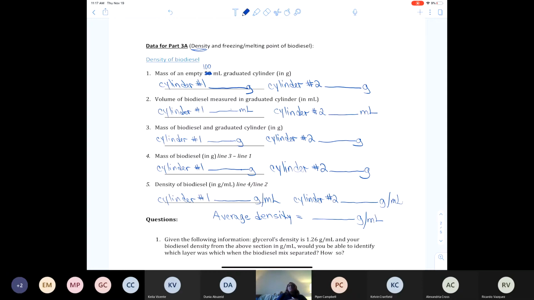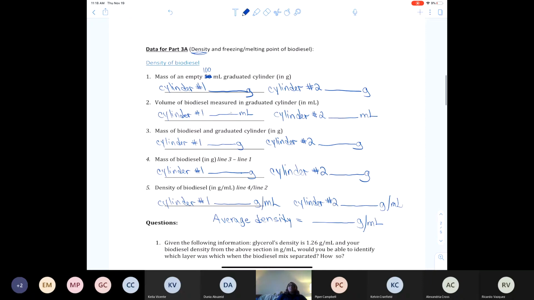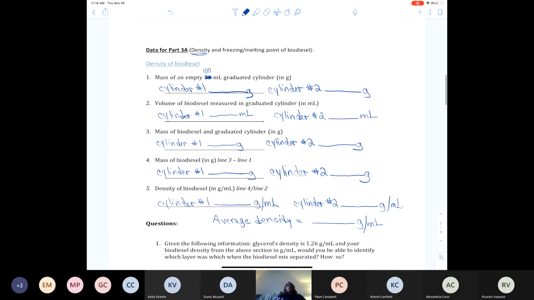And the reason why I had to use a 100 mil cylinder is because I needed to determine the empty mass of the cylinder. And of course, we have large cylinders in our laboratory that are 250 mil capacity, 500 mil capacity, but they're just too massive for our balances to be able to determine their mass. So that's why I had to go with the 100 mil cylinders and use 2 of them in order to accommodate all of the biodiesel that I made.